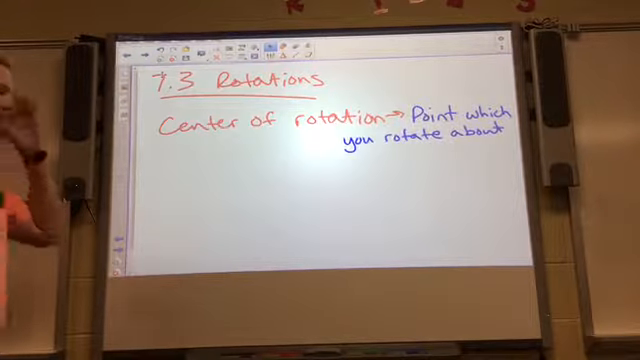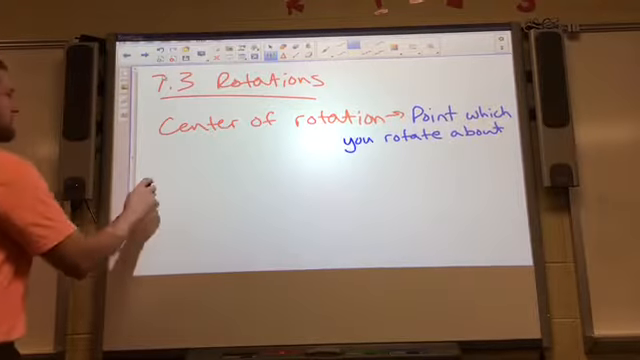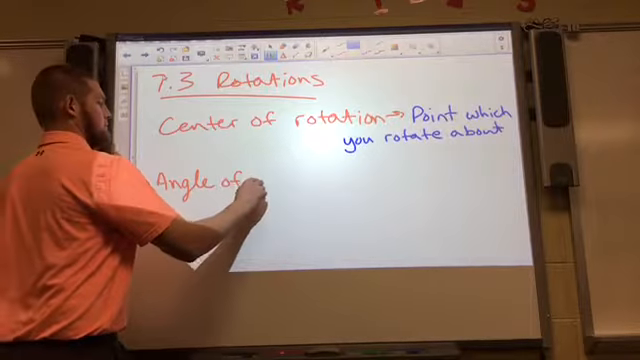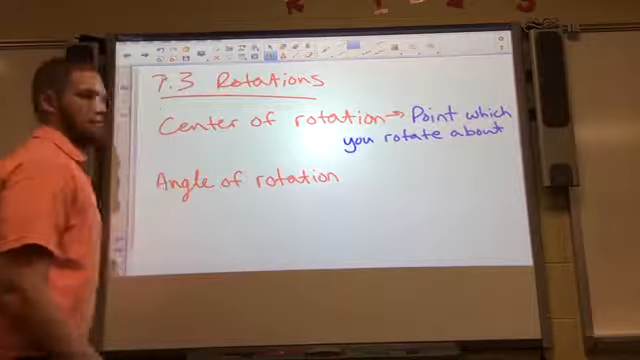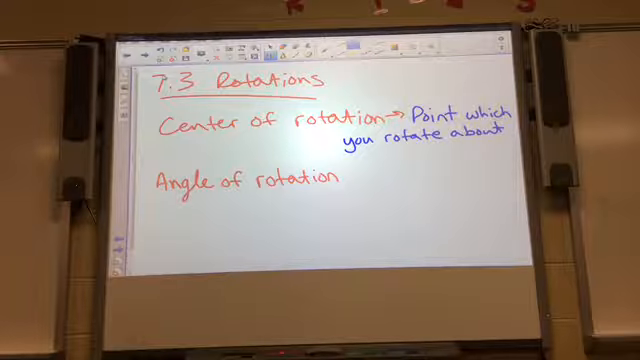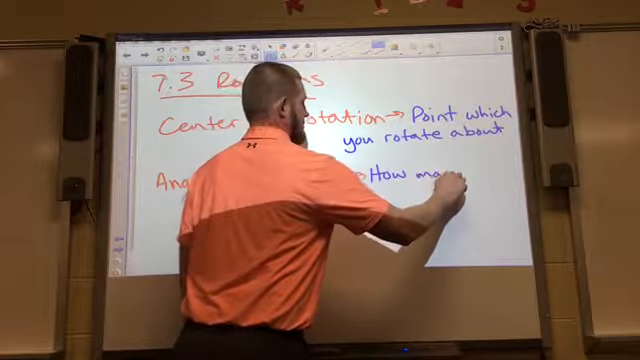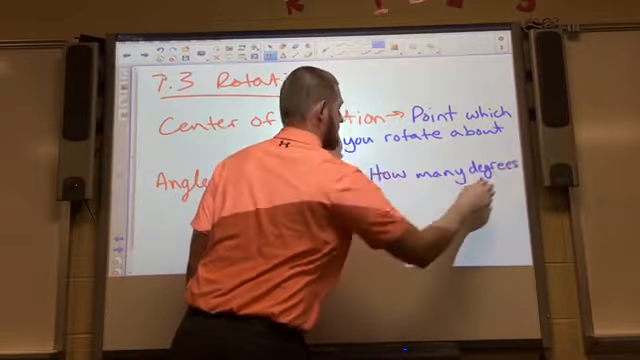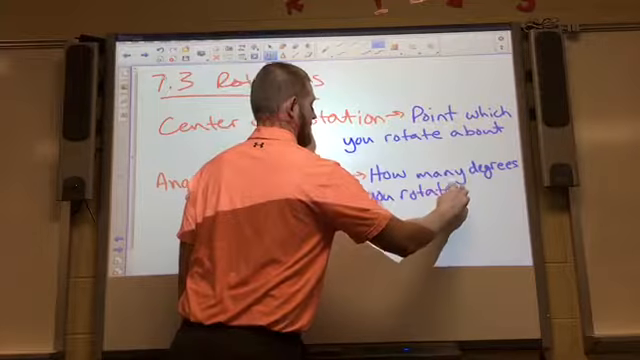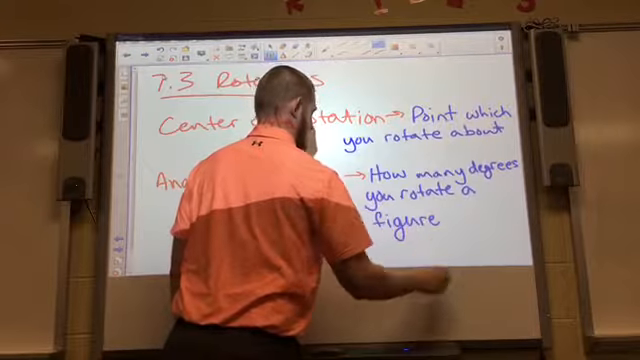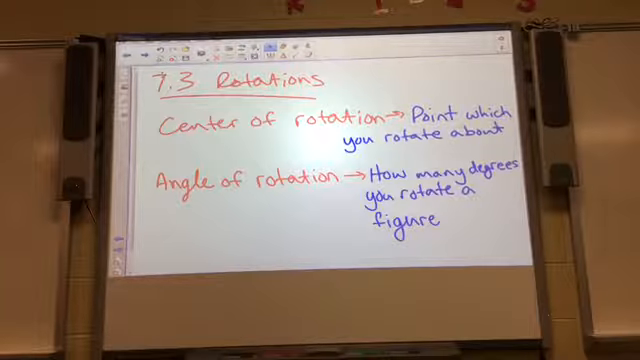Okay, so that's the point which you rotate about. The next definition we have is the angle of rotation. Which is how many degrees you rotate a figure. Now that probably also includes your direction, like clockwise, counterclockwise. Okay, so be aware of that. That's also going to include your direction. Okay, so your angle of rotation might be 30 degrees counterclockwise, or 90 degrees clockwise, or something like that.